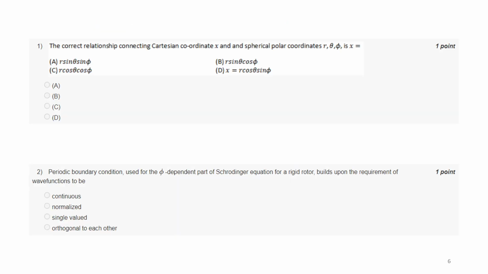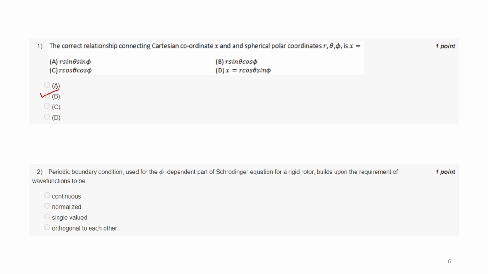So for assignment 4 questions, I'll prefer if you give me the answer directly. The first question is: the correct relationship connecting the Cartesian coordinate x and the spherical polar coordinates r, theta, phi, where x is equal to what? This is the first point we touched upon, the polar coordinates. What do you think the answer is going to be? R sin theta cos phi. That means option B, right? So B is the correct answer.